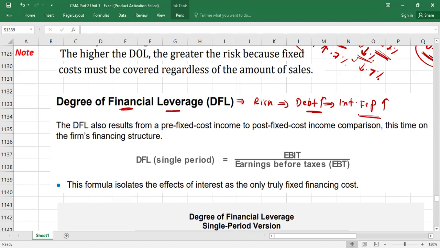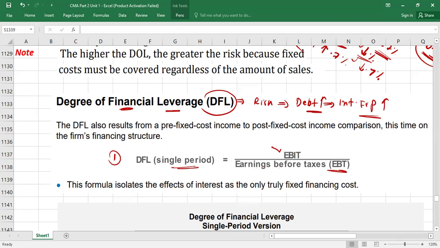So here we go. Again, we are going to discuss financial leverage, and we are going to measure the degree of financial leverage. Again, we have two formulas. This is the first formula. You will apply this formula if single year data is available, meaning only one year of data. Then you take EBIT, earnings before interest and tax, divided by earnings before tax, EBT.